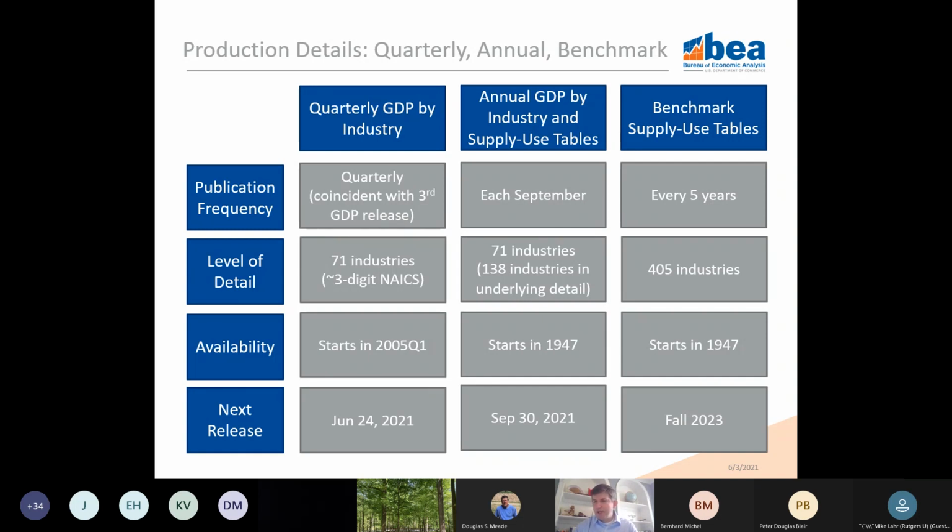Supply use tables are published on an annual basis. They're released on the same schedule as the annual GDP by industry statistics in September each year. And we also release the more detailed benchmark supply use tables every 5 years. And those tables cover years ending in 2 and 7 for the United States. It's worth noting that BEA also produces quarterly supply use tables. Those tables are not currently published. They're internal only. Their main purpose is to provide the framework for our quarterly GDP by industry statistics.